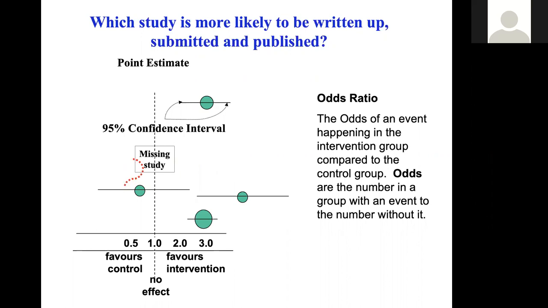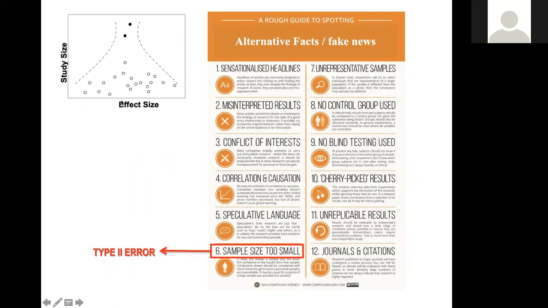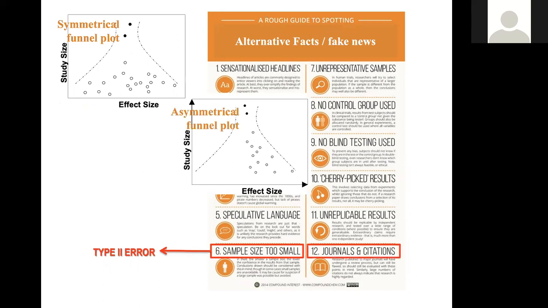Okay, so given that this risk of missing studies exists, we can capture this by an analysis called funnel plot analysis, where we plot effect size versus a measure of study size. And we expect that the smaller studies will be distributed on both sides of the larger studies. And this plot is called symmetrical. Where the studies are missing, this is called asymmetrical. And with this, we have an assessment of what is the possibility that we have some missing studies.